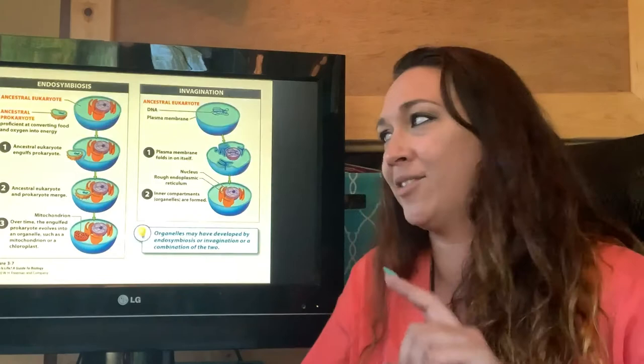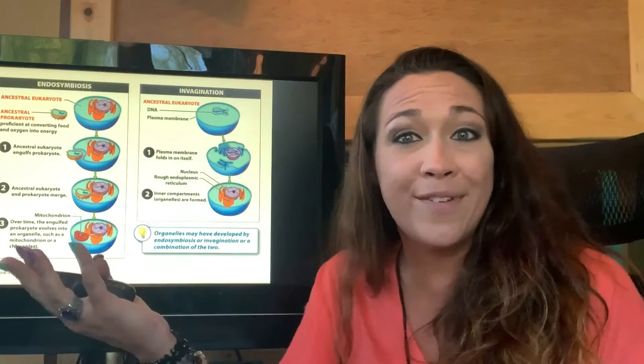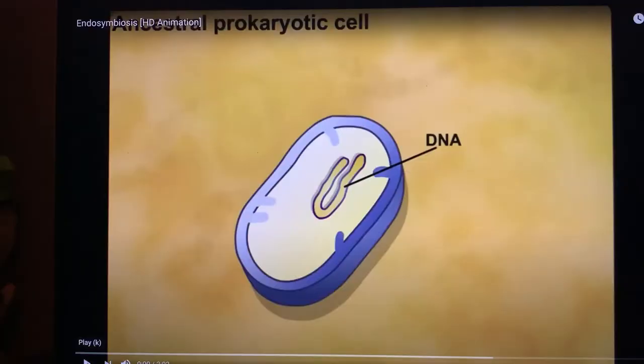All right, excuse me, I dropped my clicker. Again, that's what we believe happened. These are two theories, and we have a ton of evidence. Look at all that evidence. We have nothing to refute it. It's called a theory because we just can't go back and prove it. All right, let's watch this quick animation, and then we will get back to our lecture.